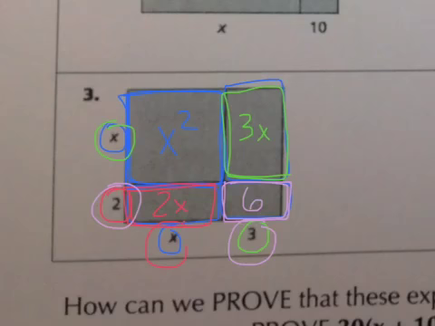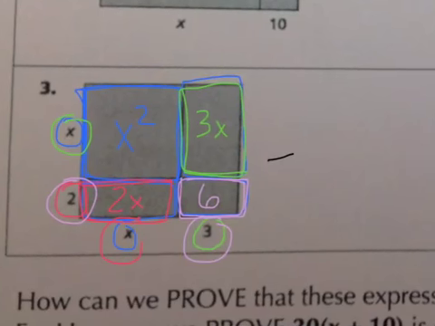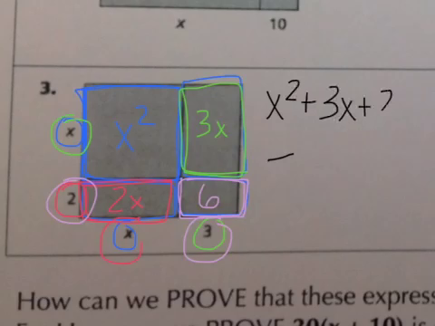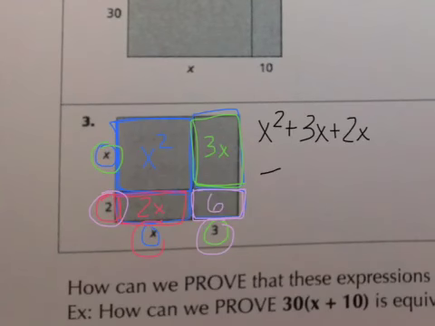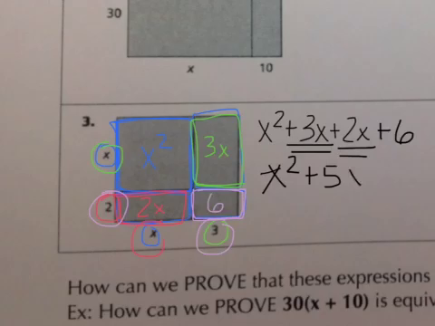So we can write an area expression by just adding up all those small areas. So I can just write x squared plus 3x plus 2x plus 6. And we'll talk more about this later, but that 3x and 2x can actually be added together, and we can write x squared plus 5x plus 6. That's one of the expressions for the area.